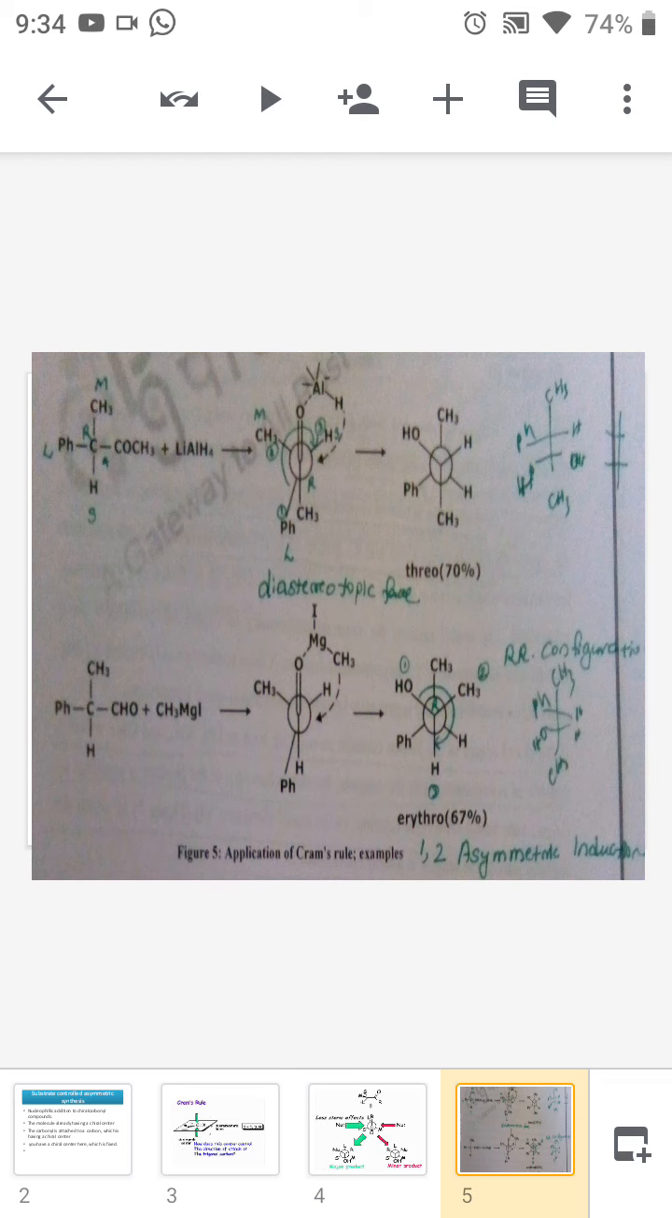I am discussing the next example, which is shown at the bottom of the slide. PhCH(CH3)CHO. This is an aldehyde, and there is a chiral center present next to the aldehyde group, and we have to arrange the substituents of the chiral carbon as small, medium, large. Here the small is again the hydrogen atom, medium is the CH3, and the large group is the Ph. And according to Cram's rule, we have to represent this molecule in the Newman projection formula, which I have shown.